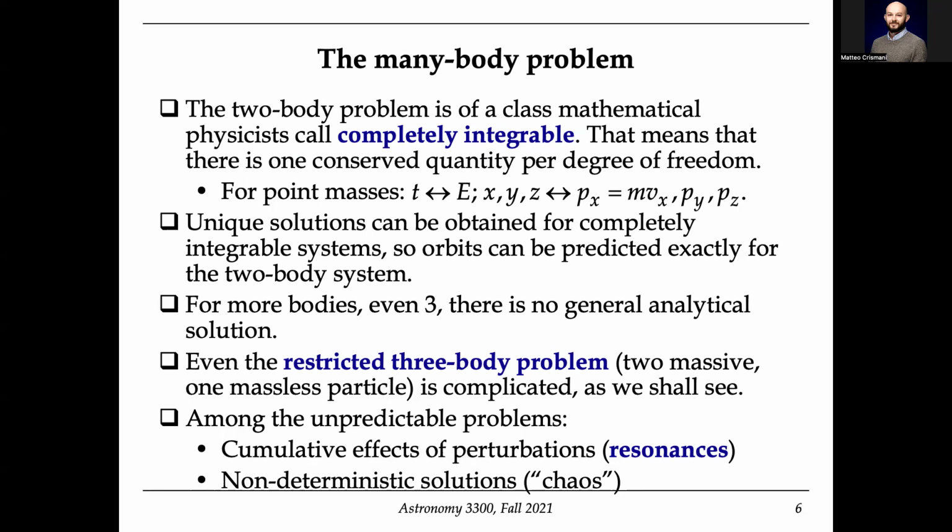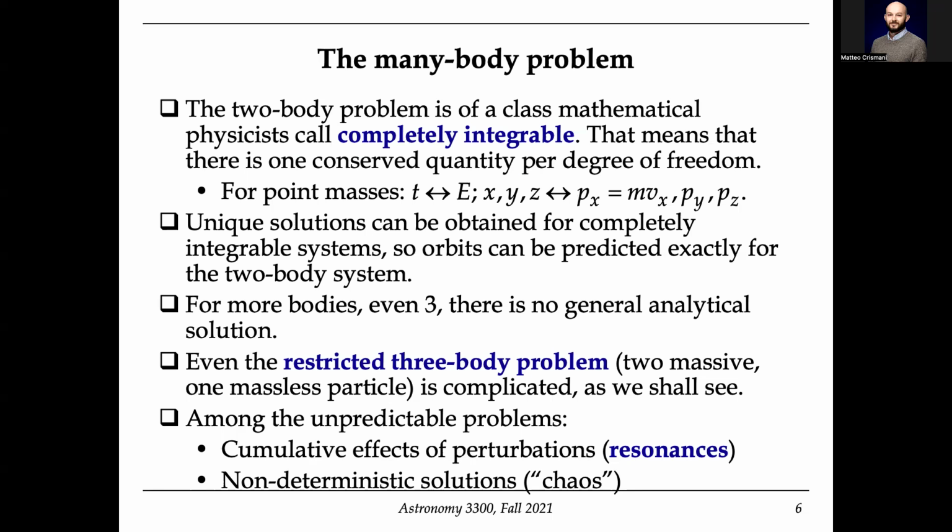Solutions can be completely obtained for any integrable quantity. So you can predict orbits exactly, right? Thing goes around, comes back, right? Two bodies follow. As soon as you add one more, just one, you no longer have an analytic solution. You no longer have an integral solution.